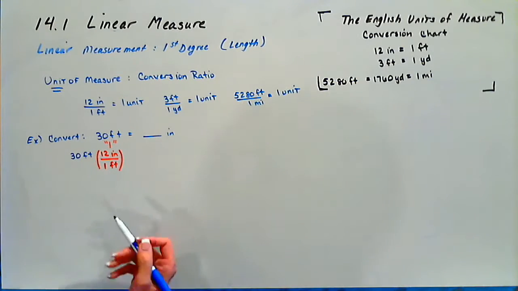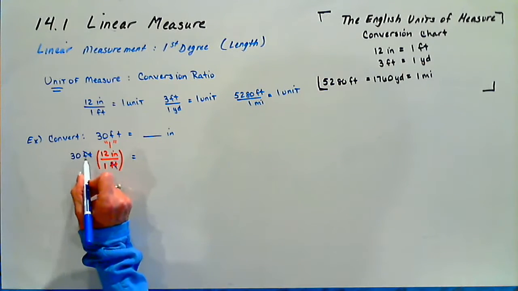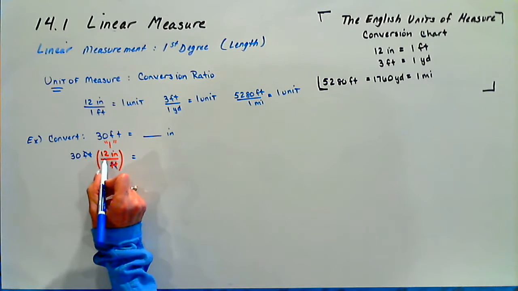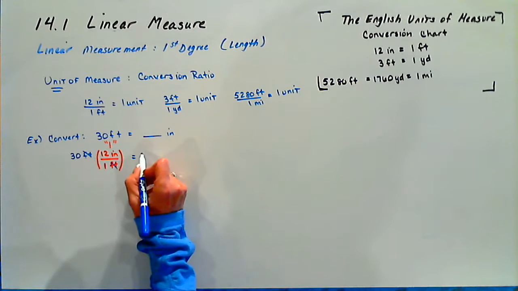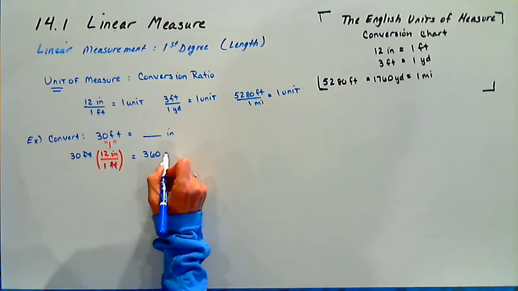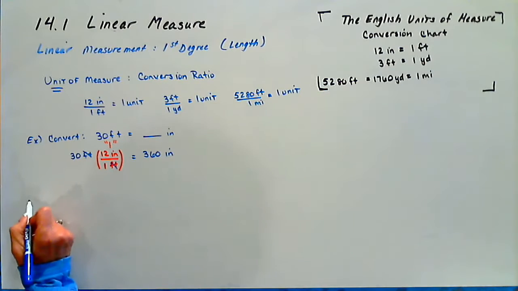Now you'll notice feet reduced with feet, and we are left with 30 times 12, and therefore, sorry, got distracted by our puppy here. Therefore, we are left with whatever 30 times 12 is, so this would be 360 inches. Okay? So let's do that again.